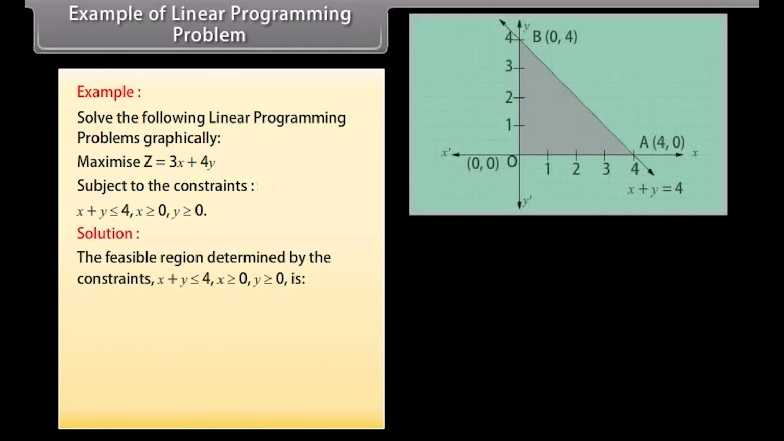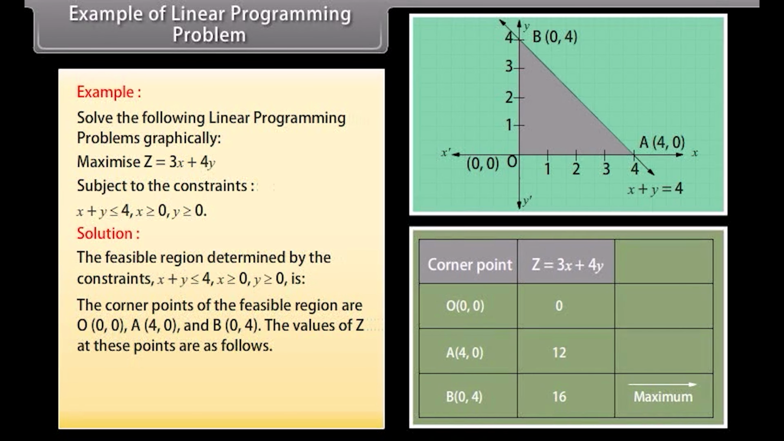Solution. The feasible region determined by the constraints x + y ≤ 4, x ≥ 0, y ≥ 0 is given in the figure. The corner points of the feasible region are O(0, 0), A(4, 0) and B(0, 4). The values of Z at these points are as follows. Therefore, the maximum value of Z is 16 at the point B(0, 4).